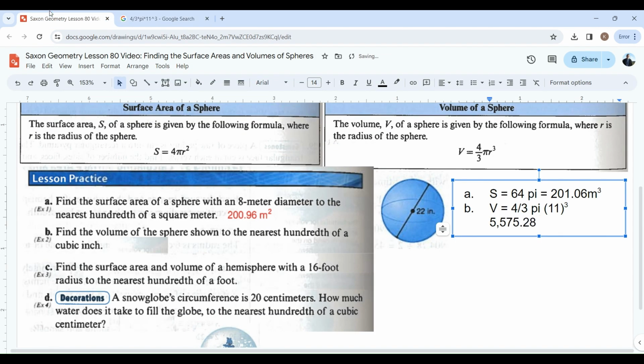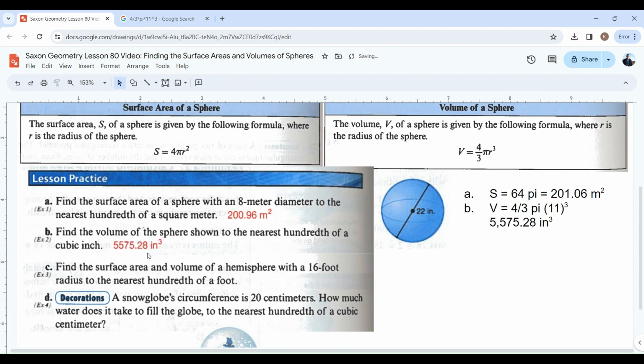And again, let's see, nearest hundredth of a cubic inch. This is in inches, so it's going to be inches cubed. And let's make sure. All right, now, hey, I just noticed something really dumb that I did. How is this one cubed? This was an area. So this one's not going to be in cubic meters. It's going to be in square meters. That was a really good catch. And then this one's going to be in cubic inches. Let's make sure we got this one right. 5,575.28. Oh, looky. All of a sudden, our good folks at Saxon are using the exact value of pi again.